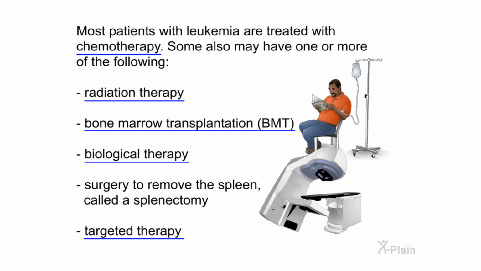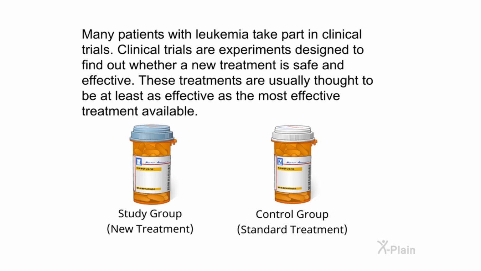Most patients with leukemia are treated with chemotherapy. Some also may have one or more of the following: radiation therapy, bone marrow transplantation (BMT), biological therapy, surgery to remove the spleen, called a splenectomy, or targeted therapy. Many patients with leukemia take part in clinical trials. Clinical trials are experiments designed to find out whether a new treatment is safe and effective. These treatments are usually thought to be at least as effective as the most effective treatment available.